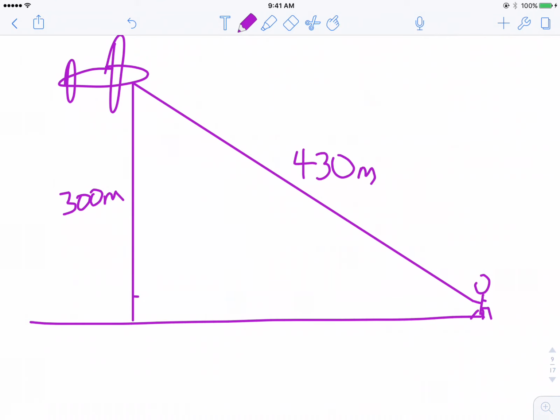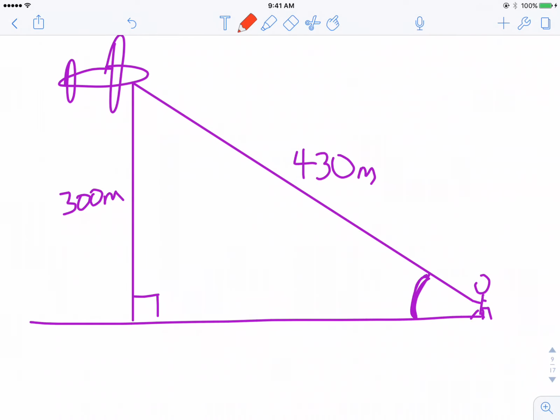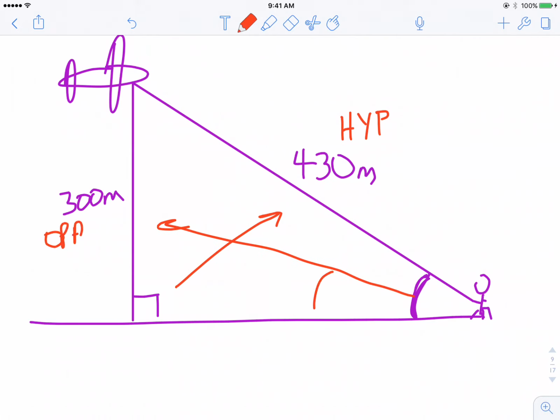We can assume that this forms a right triangle. We're looking for the angle of inclination to the plane. How's that for a nice fancy picture? So there's our picture. Next step is we need to label it. 430 is our hypotenuse. It's opposite to the right angle of the triangle. It's the longest side in this triangle, my hypotenuse. If I'm looking at this angle, this is my opposite side. This would be my adjacent side.